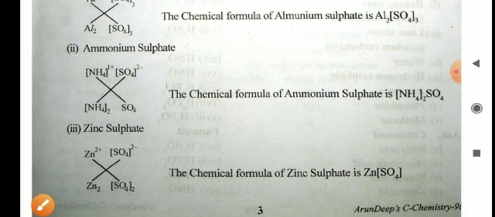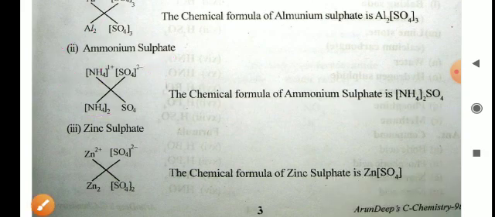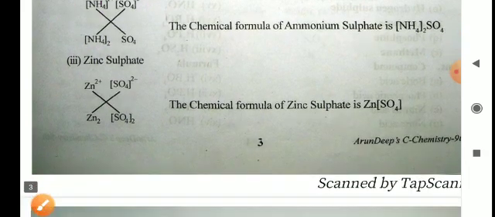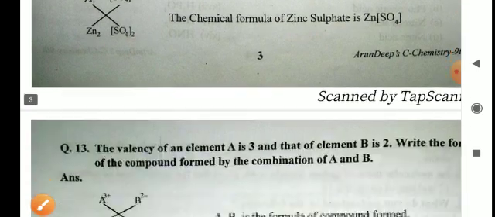Ammonium sulfate: ammonium has +1 and sulfate has 2-. So for ammonium it will be whole twice, and for sulfate it will be only SO4. Then the formula will be (NH4) whole twice SO4. Zinc sulfate: zinc +2, sulfate -2. So it will be 2 and 2, so Zn2(SO4)2. Simply you can write it in simple ratio: ZnSO4 is the chemical formula.